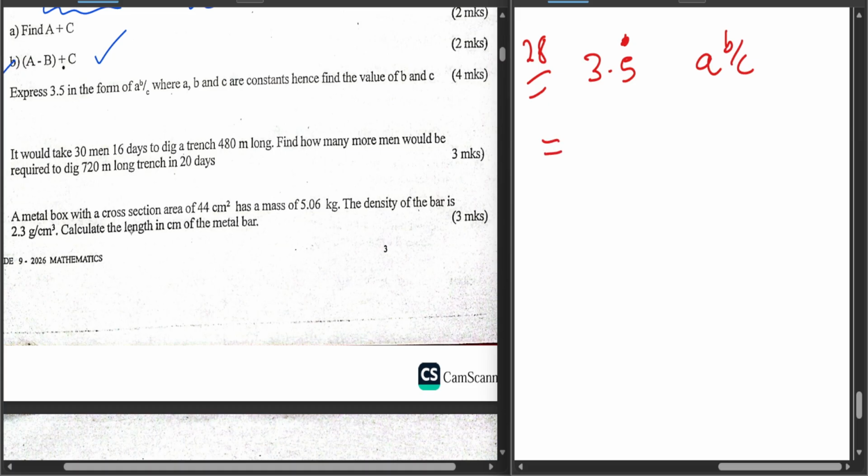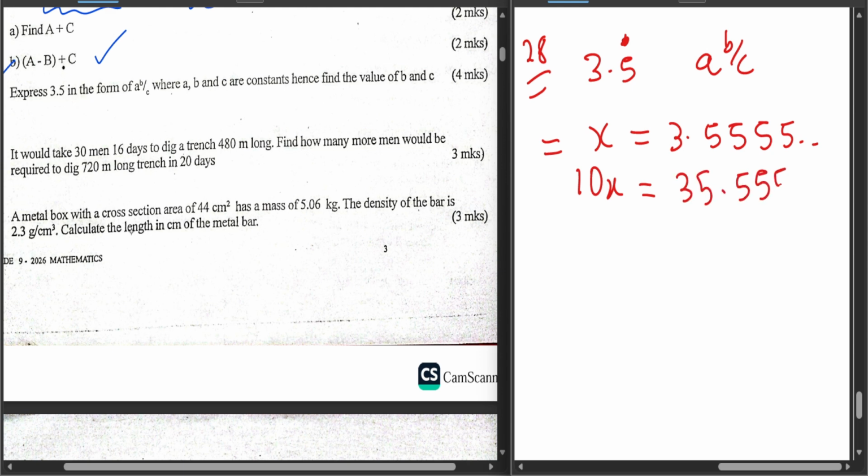Now we can represent this with any letter, let's say x, which is equal to 3.555 recurring, and then we have 10x, which will give you 35.555 recurring. Since the decimals here are alike, we'll subtract both of them.